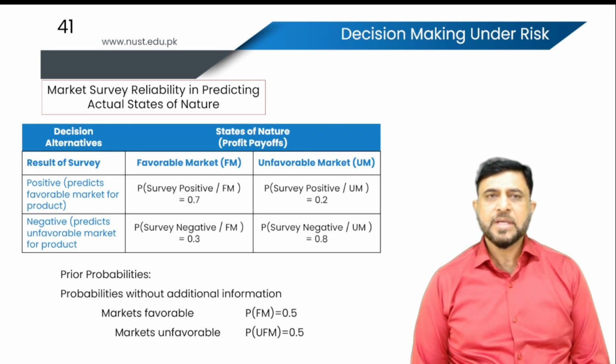In the table, you can see that the probability of positive survey if the favorable market is there is 0.7. It is the conditional probability. Again, a conditional probability of survey positive if the market is unfavorable is 0.2. For probability of survey negative, which depends on the favorable market, it is 0.3, and probability of survey negative if the market is unfavorable is 0.8. These are conditional probabilities.